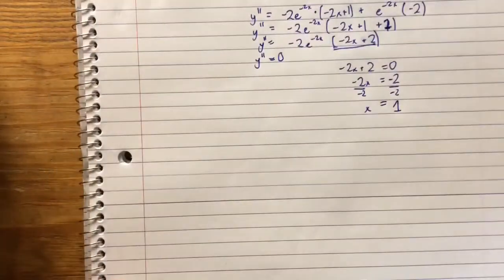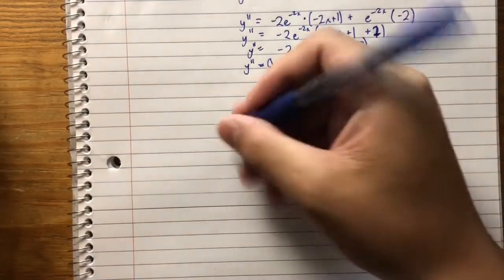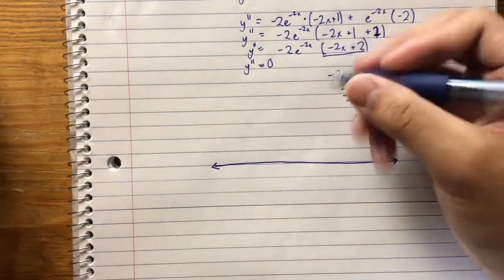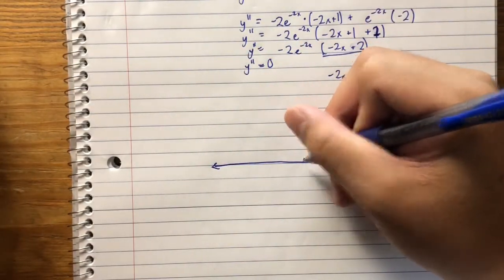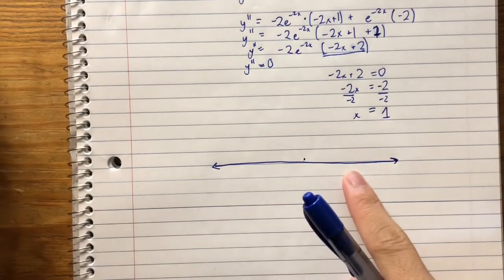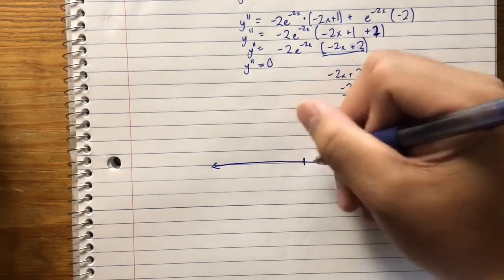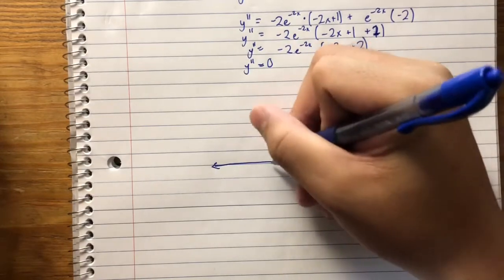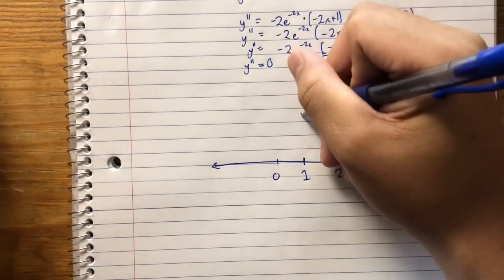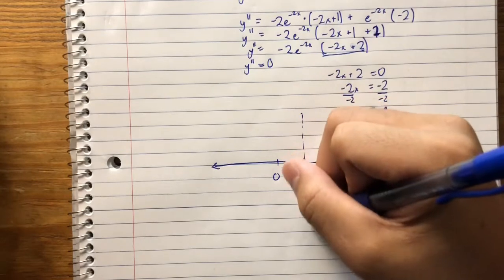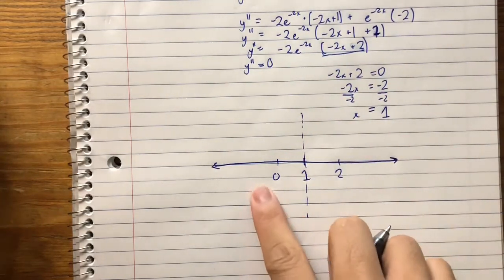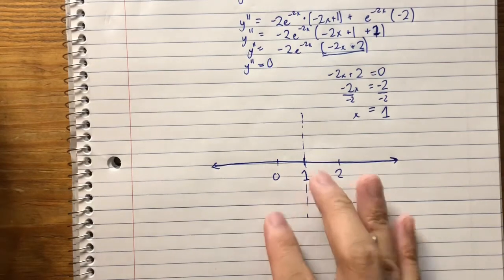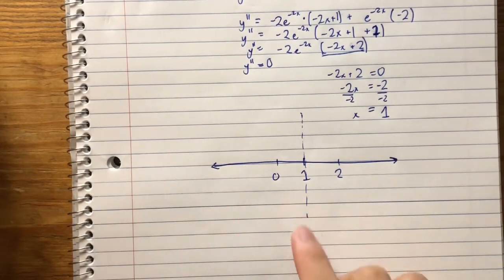Now we can do some analysis around this inflection point. We can draw out a number line which represents our domain. So 1, we have 2 here, and we can have 0 here. This would be our inflection point. Then we can look at the behavior at 0, because that would describe the behavior of the graph on the left side of this inflection point.